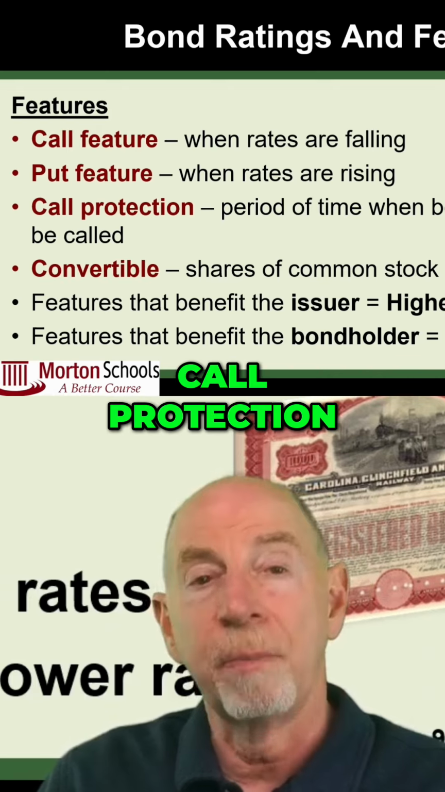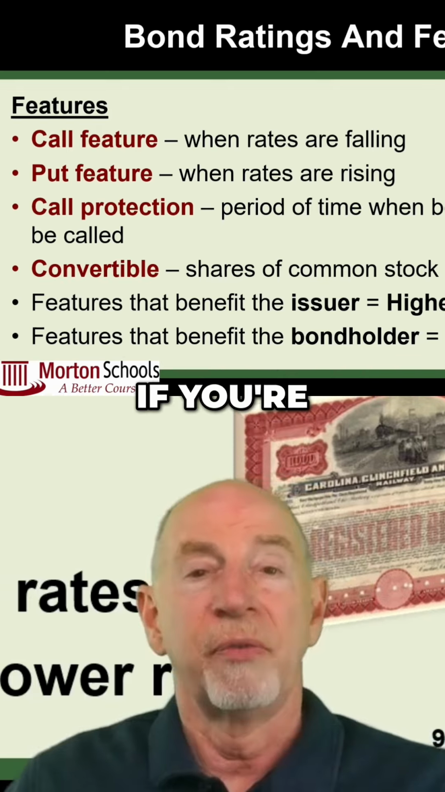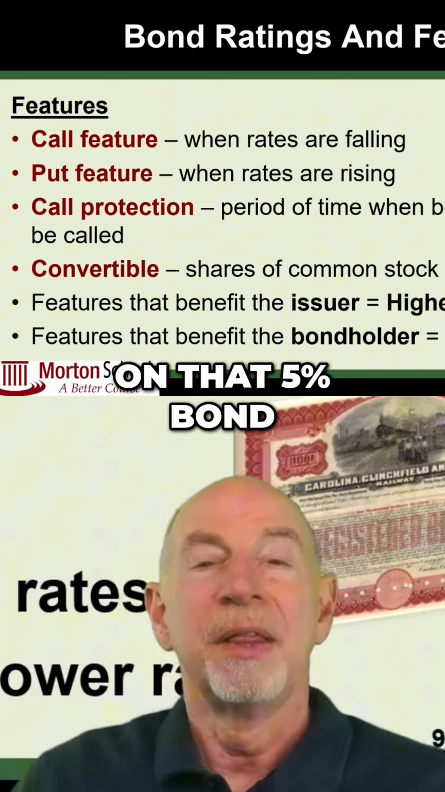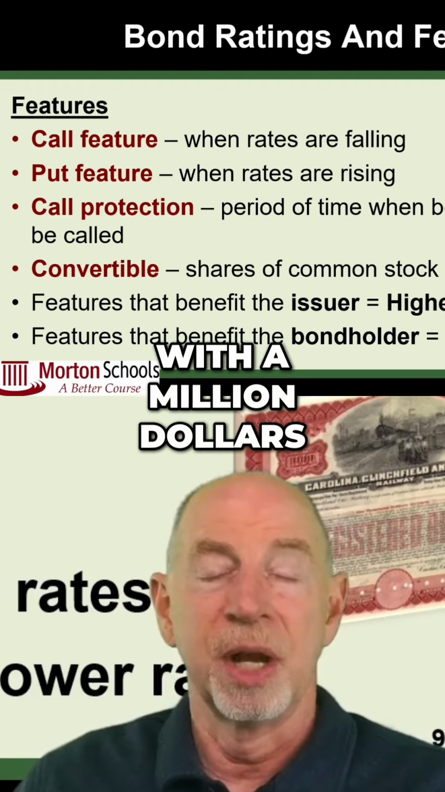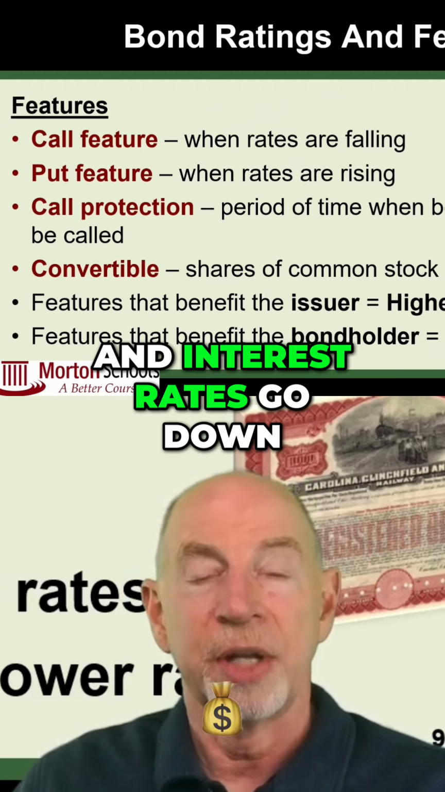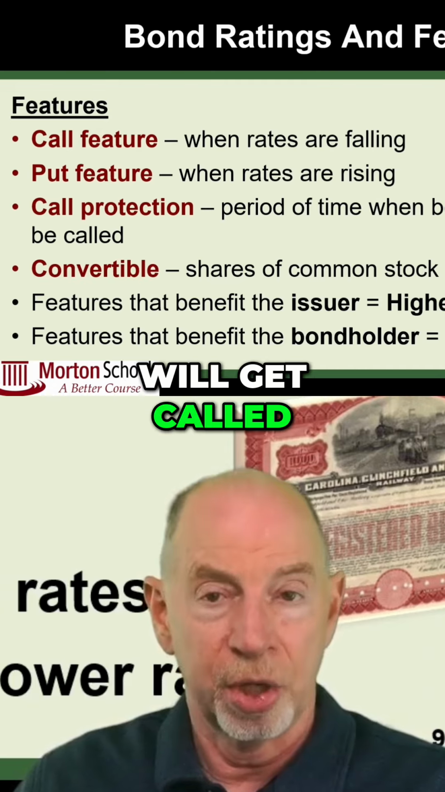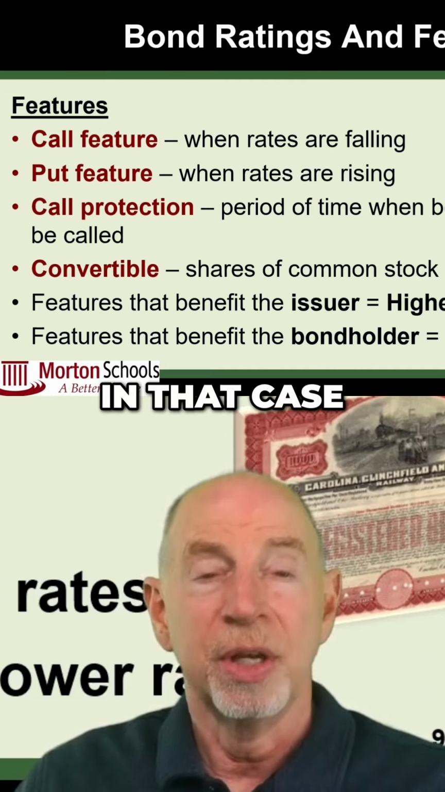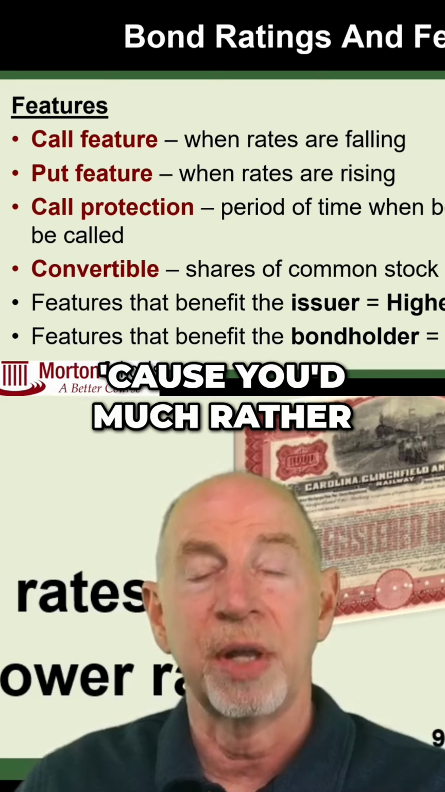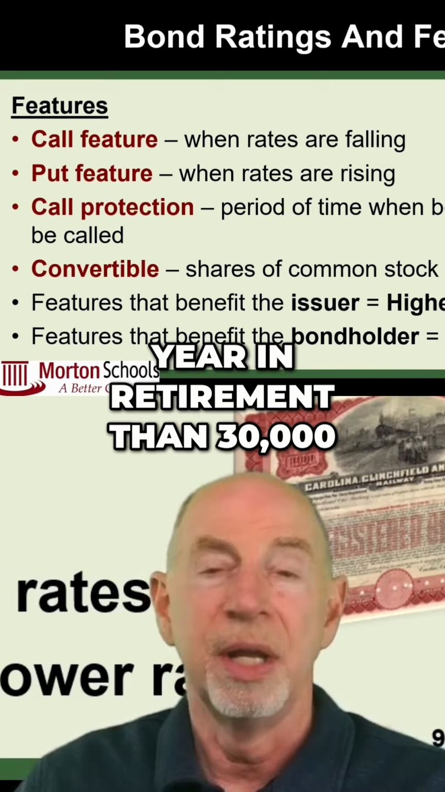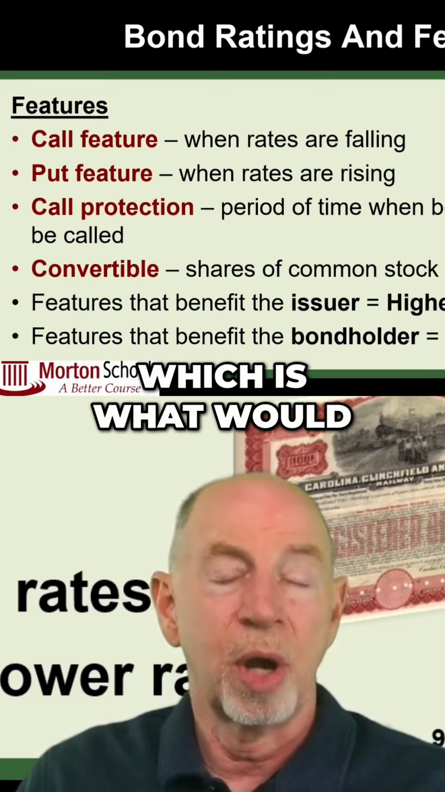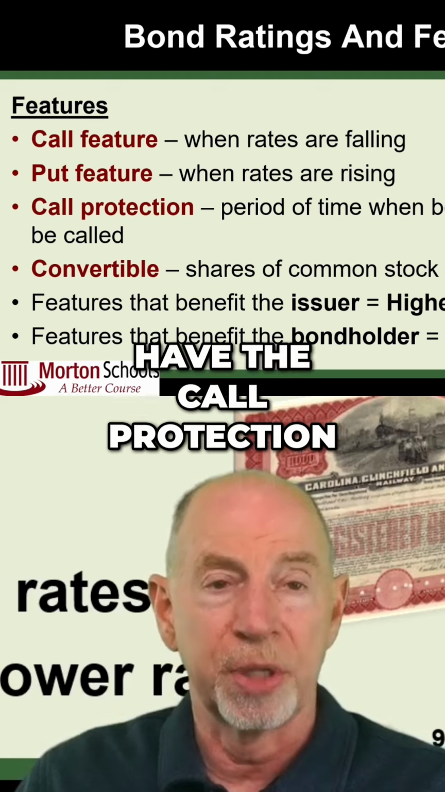Then we have the call protection. And this one's pretty obvious. If you are living on that 5% bond with $1 million, that'd be $50,000, and interest rates go down, you might be afraid that the bond issue will get called. In that case, you would want call protection because you'd much rather live on $50,000 a year in retirement than $30,000, which is what would happen if you didn't have the call protection.